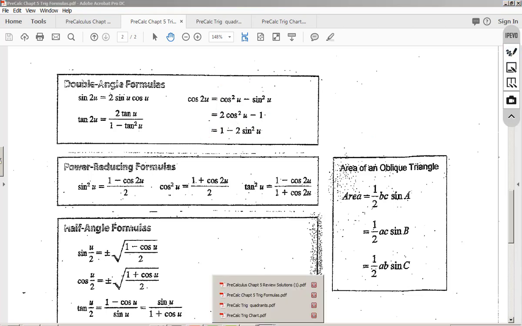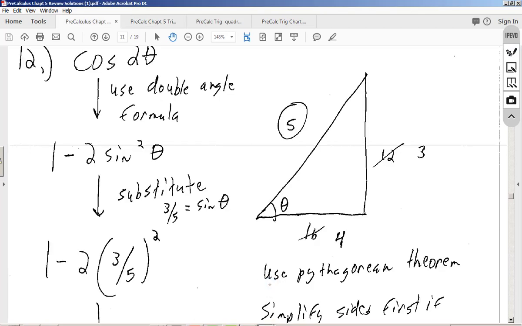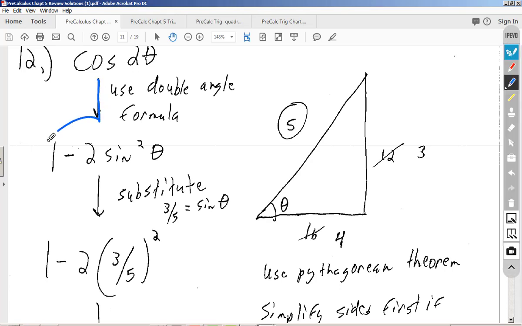So if I go back to my equation here, it doesn't matter which one I use. I'm going to say, okay, the cosine of 2 theta, I have to use my formula, which is 1 minus 2 sine squared of theta. Okay, so all I have to do is just remember SOHCAHTOA.